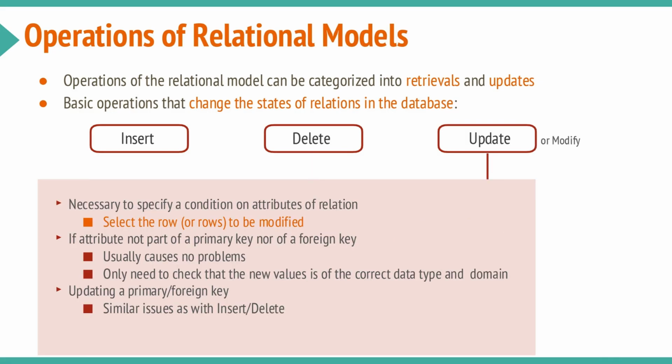And the third operation is update, which means to modify or change data that is already in a table. For example, a student changes their phone number. We use update to change that value. Usually, this is simple. The database just checks if the new value follows the domain constraint. For example, the phone number is in the correct format.